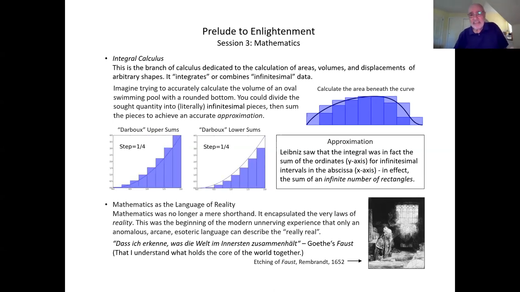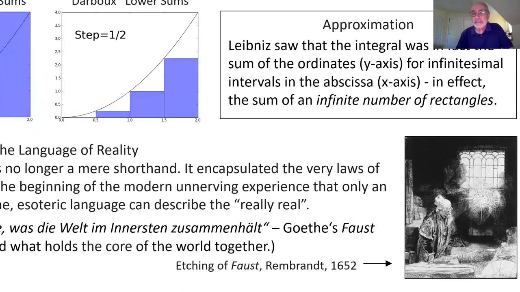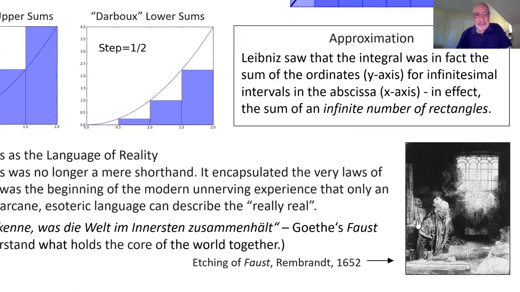And there is this etching by Rembrandt on the lower right here. I can expand that a little bit. It's Faust. It's Faust seeing the light come through the window, done by Rembrandt.